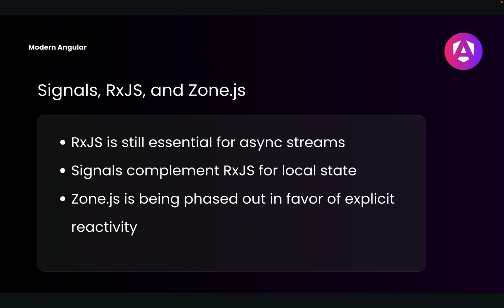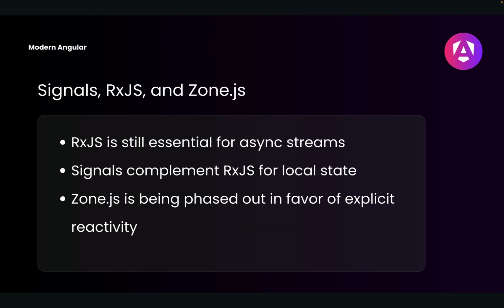We were using the async pipe everywhere in our templates. We were turning simple counters or toggles into streams. It worked, but it also added complexity and boilerplate. Signals were introduced to solve this gap. With signals, the state changes are explicit. The dependencies are tracked automatically, and Angular knows exactly what depends on what.